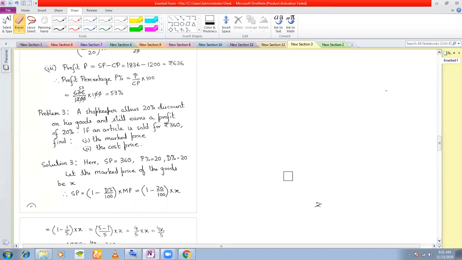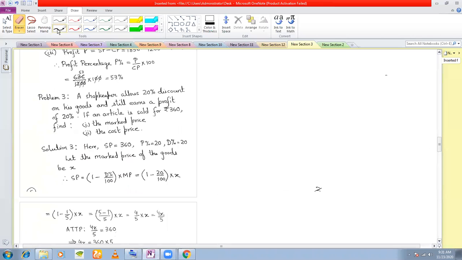A shopkeeper allows 20% discount on his goods. Okay, so percentage discount is given, 20%, and still earns a profit of 20%. Profit percentage is also given. If an article is sold for rupees 360, okay, selling price is given. Question is find the mark price, find the cost price.